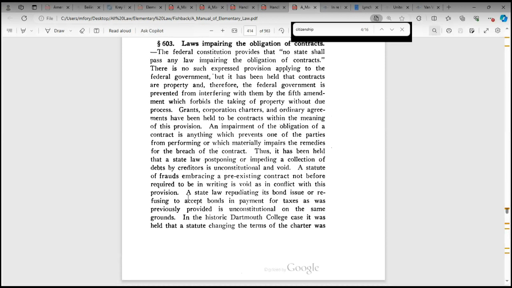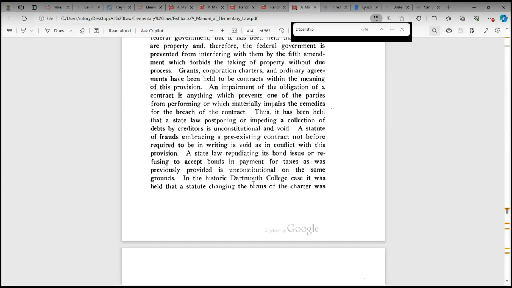Let's repeat that again. A state law repudiating its bond, meaning of the government, right? Issue or refusing to accept bonds, I don't know from whom, right? In payment for taxes, which you would think is from individuals or corporations, or states and whatever else. As was previously provided is unconstitutional on the same grounds.